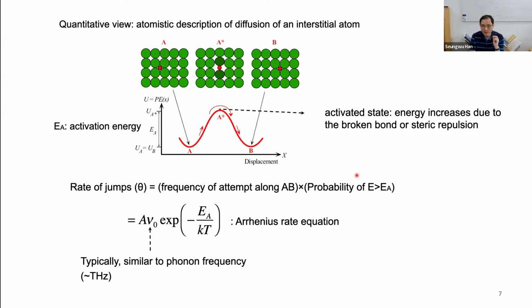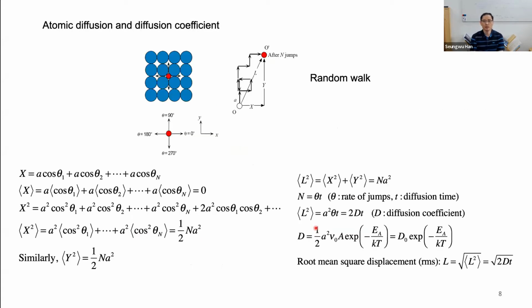And from statistical mechanics, you can find that this probability is actually given by the Boltzmann factor of the activation energy. So this rate of the jump is called the Arrhenius rate equation, and once you know the barrier, it gives you how many times it jumps from one side to the other, right? And given this jumping rate, now we can actually obtain the diffusion coefficient of the dopant.